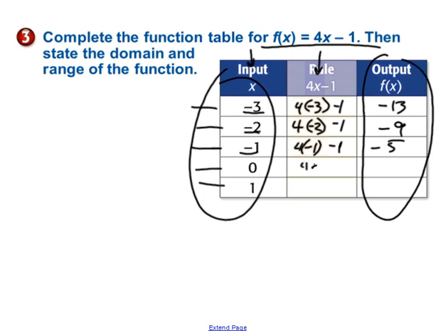0: 4 times 0 minus 1. 4 times 0 is 0. Minus 1 would be negative 1. And 1: 4 times 1 minus 1. 4 times 1 is 4. Minus 1 would be 3.